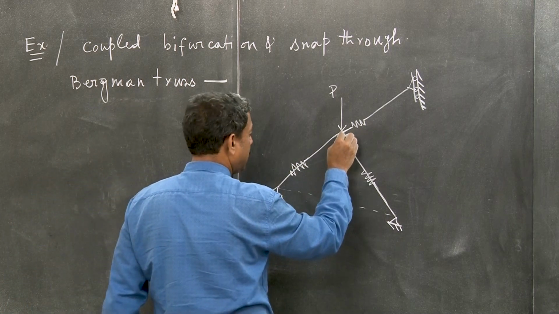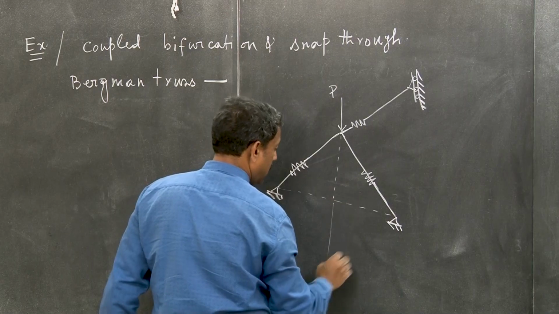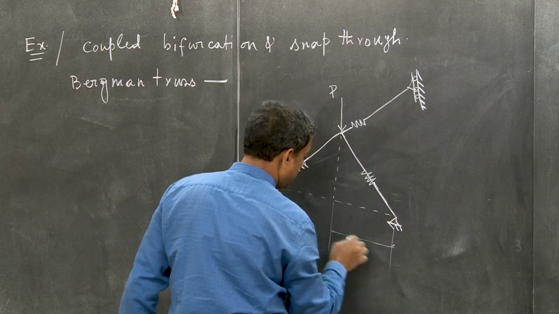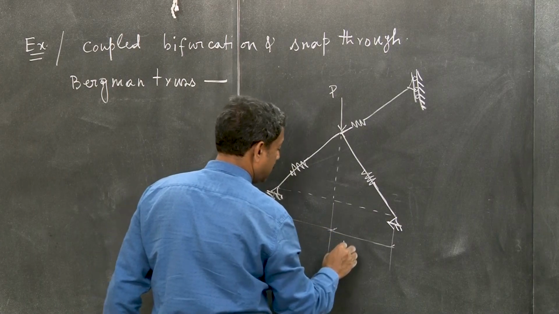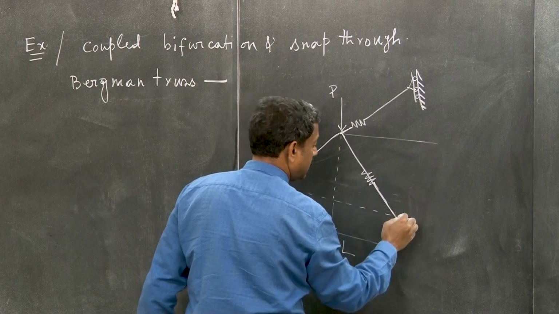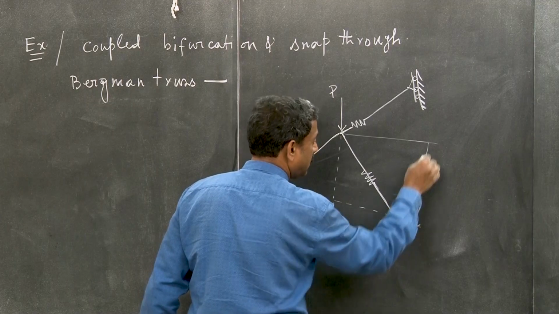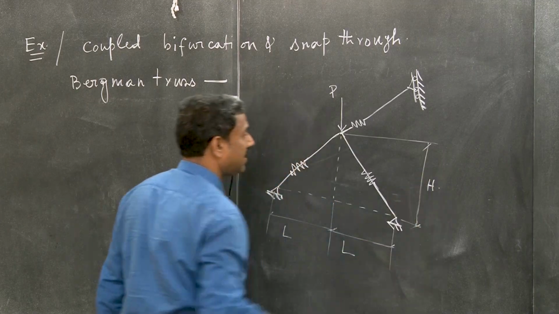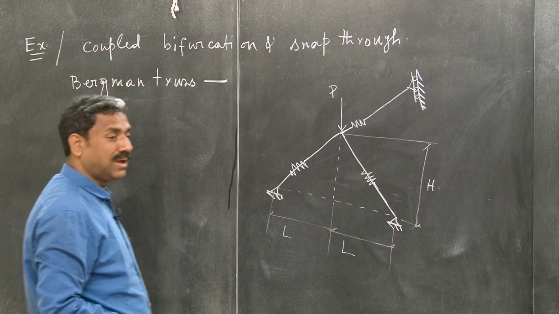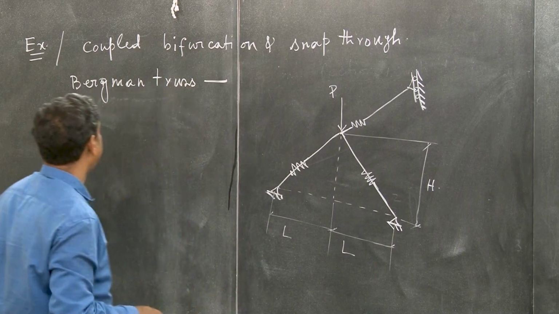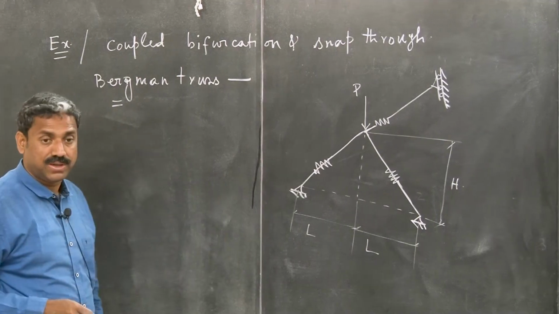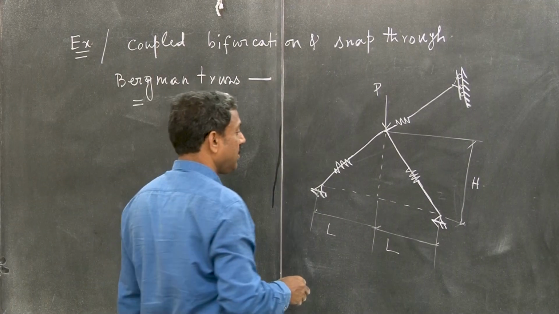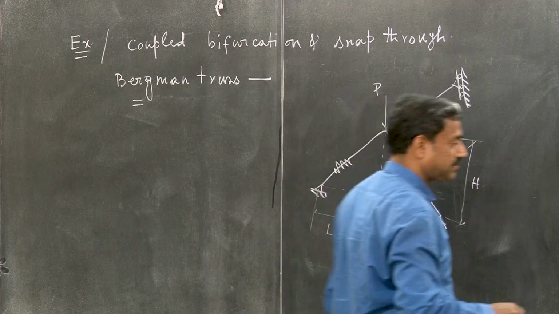And I am just giving you the dimensions. Maybe this is L, this is L, and this height is H, like that. So now this truss is called a Bergman truss, and it will show coupled bifurcation behavior, and let us analyze that. So how will you analyze it?